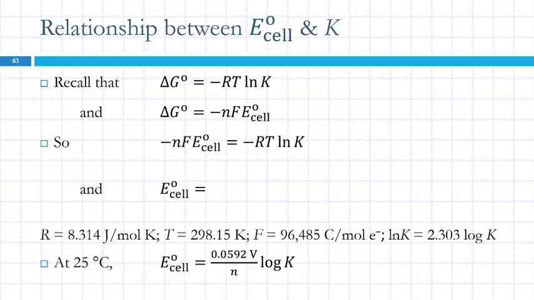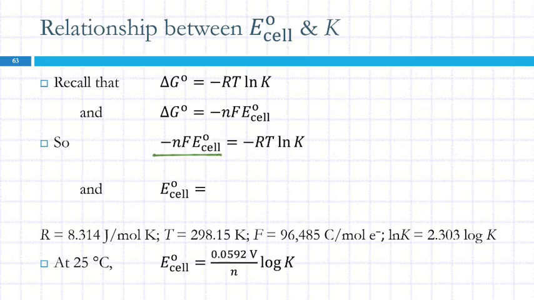Okay, so we looked at the relationship between standard cell potential and free energy. Now let's look at standard cell potential and equilibrium constant. So delta G was equal to negative RT natural log of K. We learned that in the previous chapter. We just learned that delta G is equal to negative NF E cell. And so we can set these two things equal to each other. Negative NFE equals negative RT natural log of K. And then we're going to solve this for E cell.